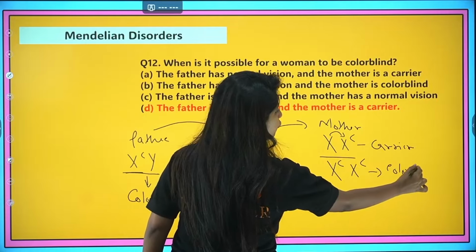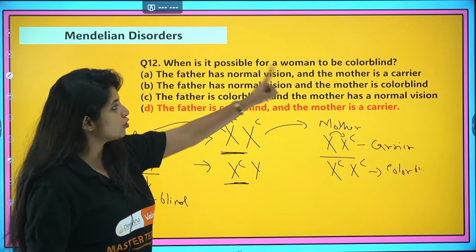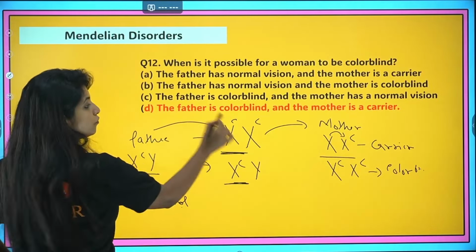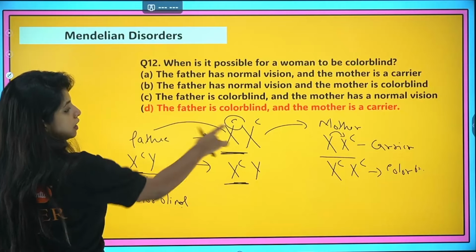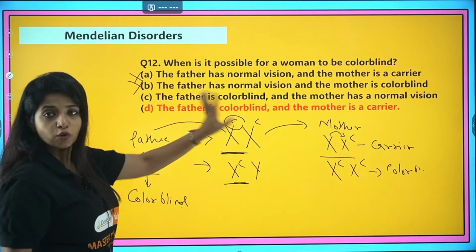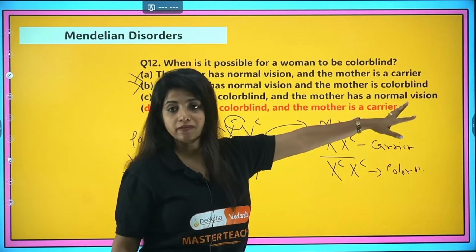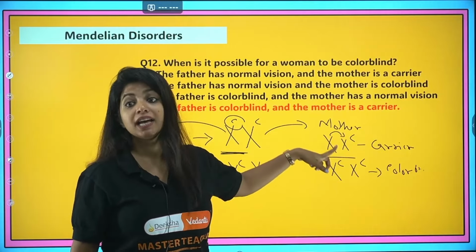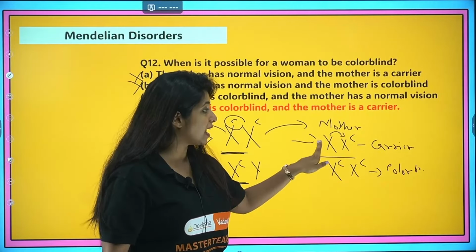Now, you have to look for options out there. The father has a normal vision. That cannot be a condition, because the father should be carrying this particular defect, so he cannot have normal vision. The father is definitely going to be colorblind. So, the mother has a normal vision. Do you think the mother can have a normal vision? Yes. If she is a carrier, she can have a normal vision.